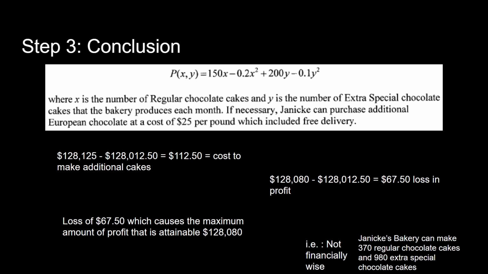When we add the 5 additional chocolate cakes and the 20 additional extra special chocolate cakes into the amount, you would think that the profit would increase. However, this is not the case. The profit actually decreases from $128,125 to $128,012.50. This occurs because of the cost to buy the additional chocolate.